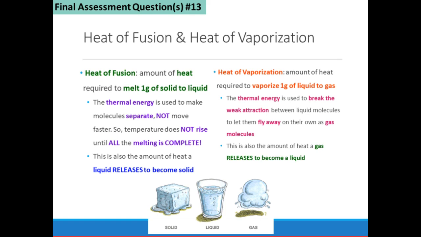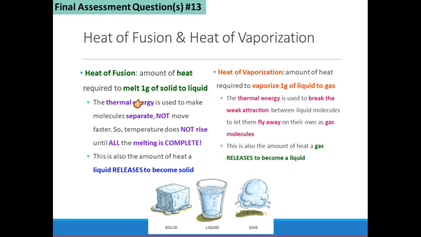All right, guys, so this idea of melting and vaporizing things is going to be called the heat of fusion and the heat of vaporization. So this is talking about the amount of heat needed to do these processes. The heat of fusion is the amount of heat needed to melt 1 gram of solid to liquid, like 1 gram of ice to liquid water.